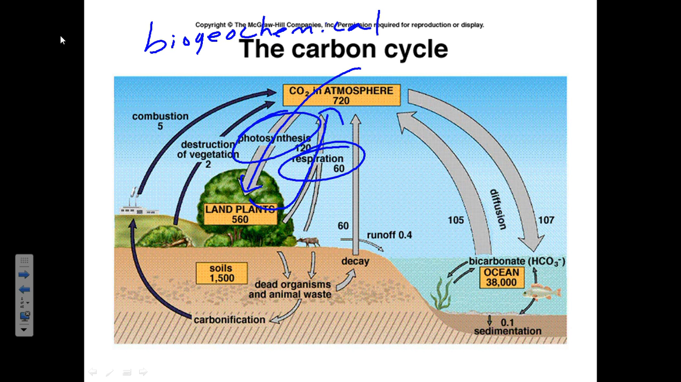Now, we as humans have affected the cycle quite a bit because what are we always doing? We're always burning stuff. Whether we're burning trash out in your yard, burning gasoline in our cars, or burning coal at a factory, every time we burn, what are we giving off? Heat. And carbon dioxide. So over the last few years, what has happened to the amount of carbon dioxide in the atmosphere? It's increased. And it continues to increase.